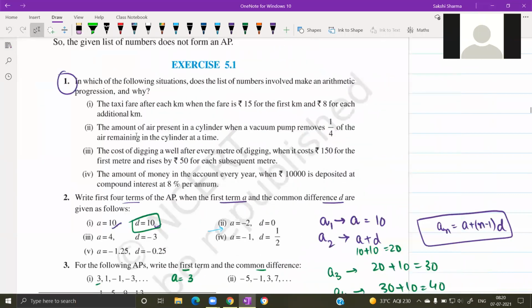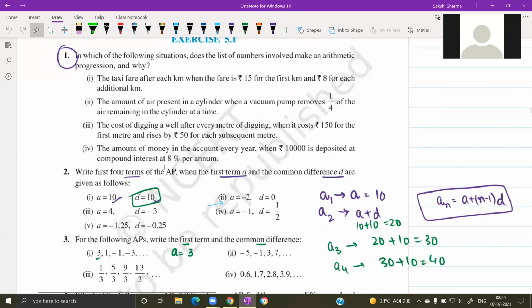Second question, the amount of air present in a cylinder when a vacuum pump removes 1/4 of the air remaining in the cylinder at a time. So we can begin by assuming what's the amount of air present in the cylinder initially. Let us assume the amount of air present in the cylinder.